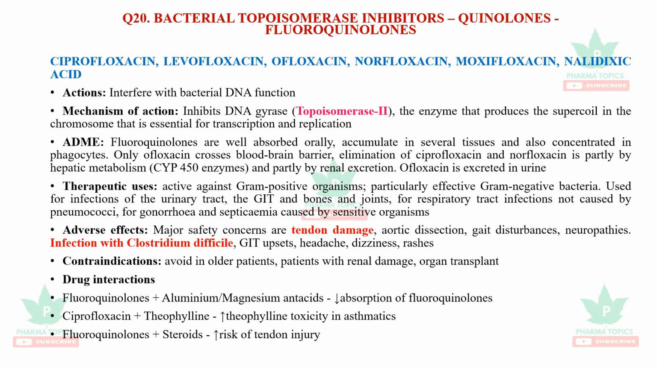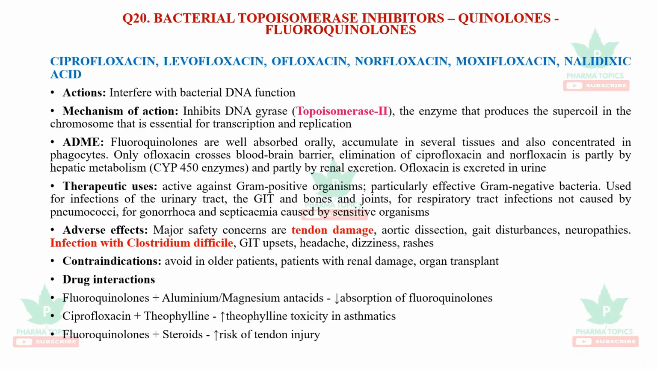The next question, question number 20, is a short note on quinolones and fluoroquinolones. These drugs are bacterial topoisomerase inhibitors. They include ciprofloxacin, levofloxacin, ofloxacin, norfloxacin, moxifloxacin, and nalidixic acid. They inhibit the enzyme DNA gyrase, topoisomerase 2. This is the enzyme that produces the supercoil in the chromosome that is essential for transcription and replication in the microbial cells.